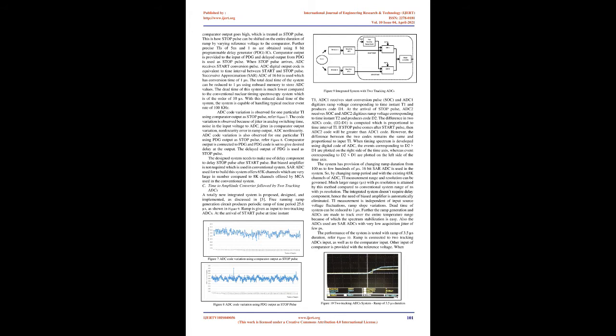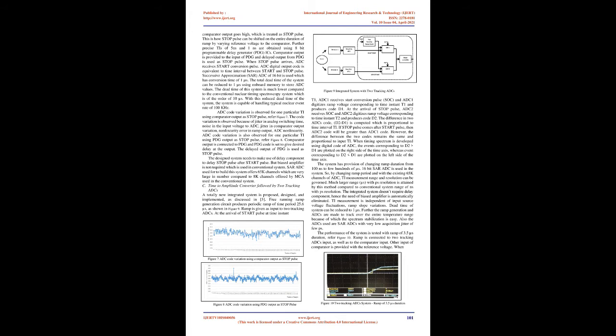So, by changing ramp period and with the existing 65K channels of ADC, Ti measurement range and resolution can be governed. Much larger range, in s, with ps resolution is attained by this method compared to conventional system range of ns with ps resolution. The integrated system doesn't require delay component, hence the need of biased amplifier is automatically eliminated. Ti measurement is independent of input source voltage fluctuations, ramp slope variations. Dead time of system can be reduced to 1 s.